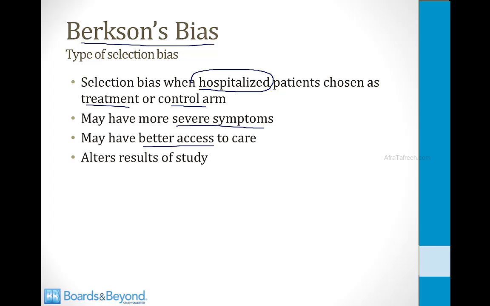They also have better access to care. They have nurses and doctors around them all the time. So if you do a study and one arm has hospitalized patients and the other arm does not, the results can be altered because the group in the hospital was very different from the other patients that weren't in the hospital.